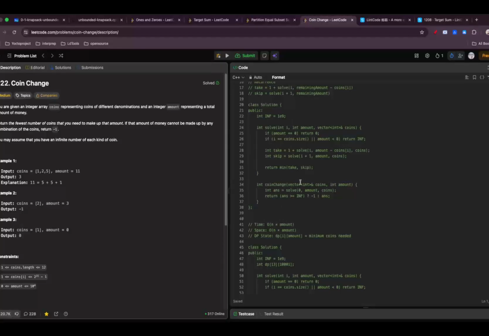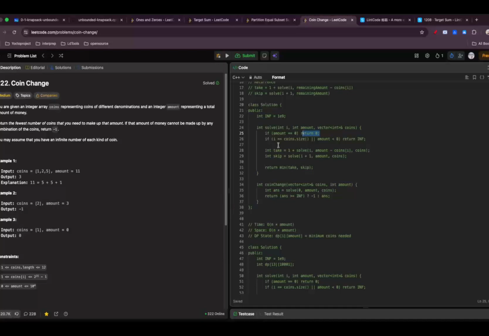So here I've taken the coins as they are, and the amount, starting from zero, from the starting coin itself. First, I check if the amount itself is zero, then I need to return zero, because there is a condition that if it is zero, we need to return zero rather than -1.